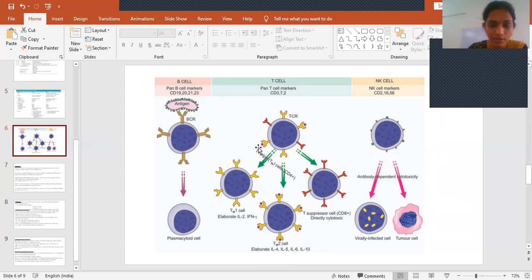So this red dot is there, no? This is considered as an antigenic molecule, okay, an antigenic protein. And these are the T suppressor cells. They will suppress the immune reactions, but they will cause direct cytotoxicity.